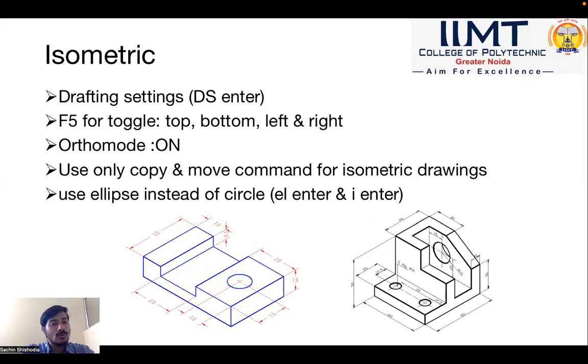First thing you have to note down: in isometric, ortho mode must be on. Every time ortho mode must be on. Use only the copy and move commands for isometric lines. Here we use an ellipse instead of a circle. So we enter EL, enter, and I, enter, for the ellipse command instead of circle. These are the isometric drawings we can make using AutoCAD.